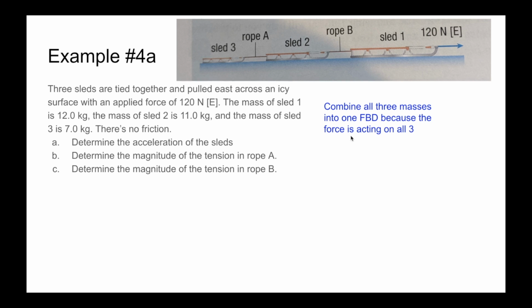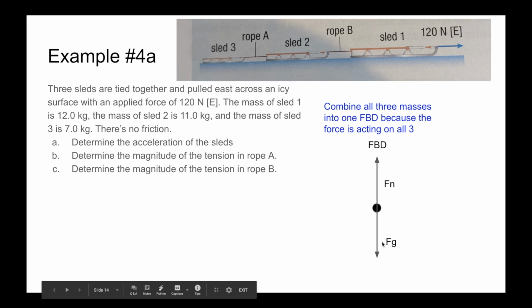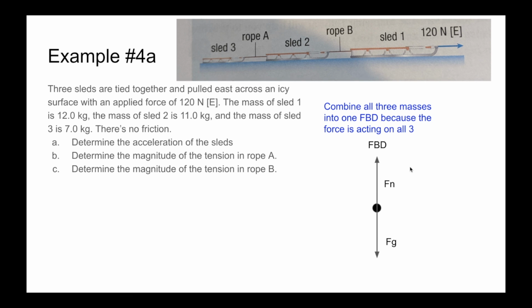So the easiest way to solve this is to combine all three sleds into a single free body diagram. You can basically treat them as one object for the purposes of figuring out the acceleration of the system. So here's the free body diagram. We're going to have the force of gravity downwards and the normal force upwards. Now, you don't actually need to calculate those numbers because they don't affect the answer at all. You know that they're equal to each other. Whatever the number is doesn't really matter. Force of gravity equals force of normal, and they're balanced. The one that we actually care about is the applied force, which is 120 newtons to the east.